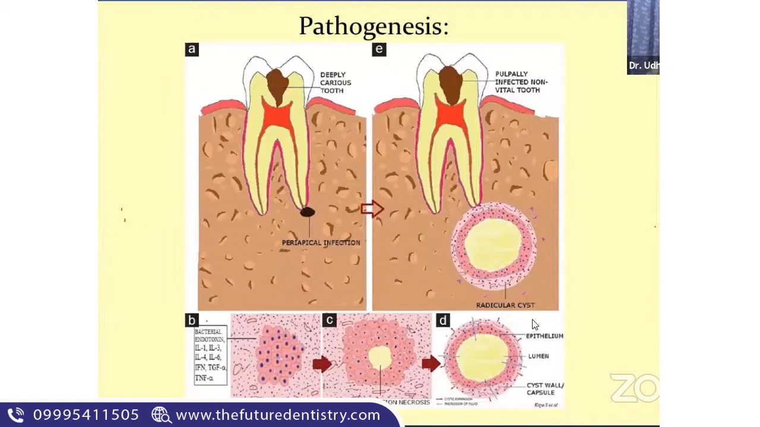Is this concept clear? Very easy. Inflammation comes, foci of inflammation develop, cytokines move in, granuloma formation occurs, rests of Malassez multiply, the central area undergoes degeneration, and you eventually get a cystic lumen with a lining and capsule. Clear? Okay.